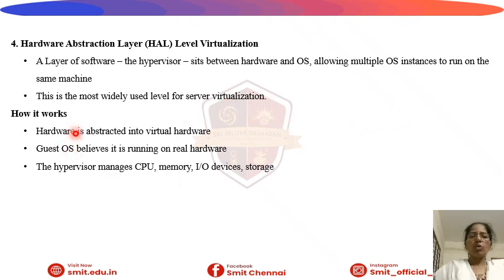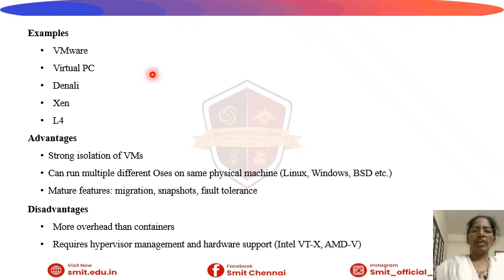How does it work in hardware abstraction layer virtualization? Hardware is abstracted into virtual hardware. The guest operating system believes it is running on real hardware. The hypervisor manages the CPU, memory, I/O devices, and storage. Examples: VMware, Virtual PC, Denali, Xen, L4.